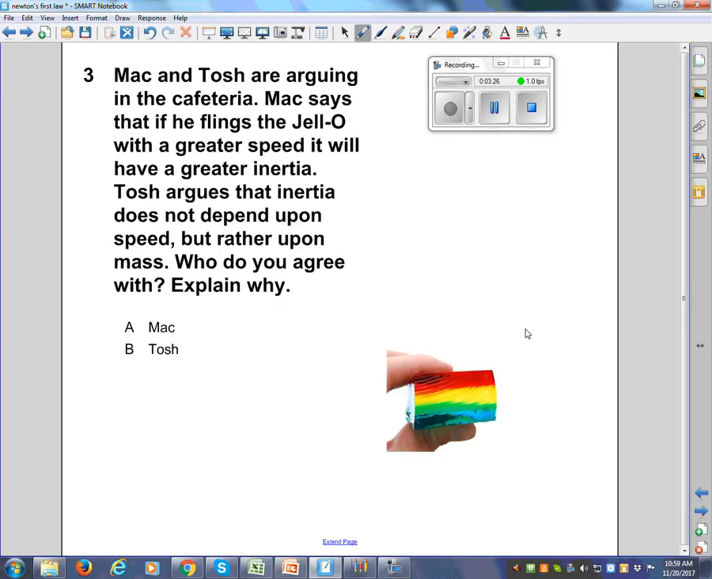Okay, Max and Tosh are arguing in the cafeteria. Max says that if he flings the jello with a greater speed, don't do that by the way, it will have a greater inertia. Tosh argues that inertia does not depend upon speed, but rather upon mass. Who do you agree with and explain why? Well, the correct answer is B, Tosh.